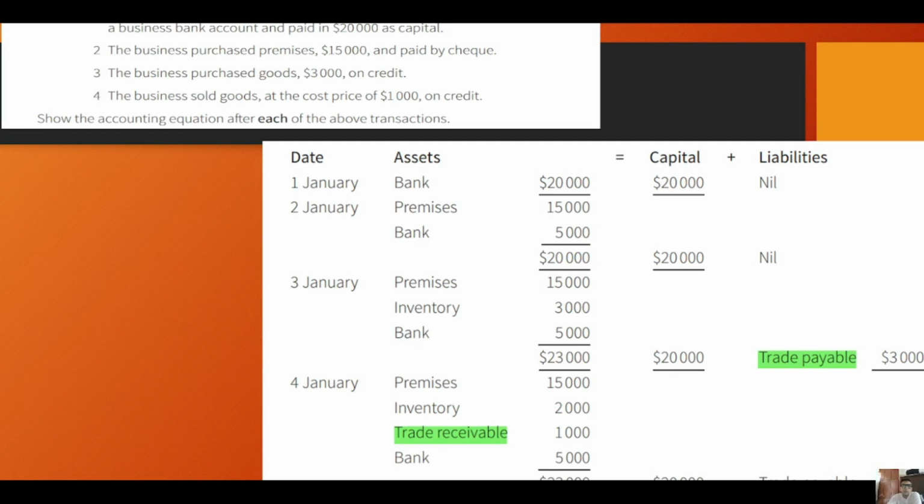For example, on January 1, Lena set up a business to trade under the name of the dress shop. She opened a business account and paid in $20,000 as capital. The business purchased premises for $15,000 and paid by check. The business purchased goods for $3,000 on credit. The business sold goods at the cost price of $1,000 on credit. Show the accounting equation after each of the above transactions.